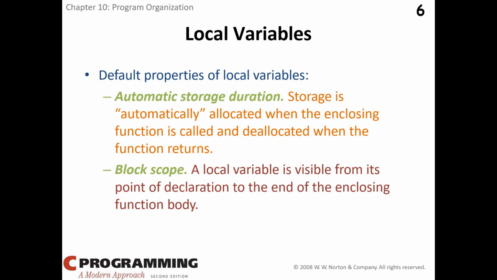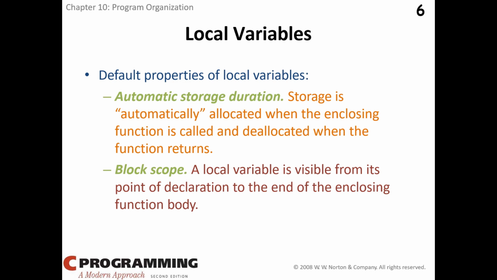When we talk about local variables, there are some default properties we need to understand. Firstly, local variables have what we call automatic storage duration. This means that the memory space for these variables is allocated automatically when the function containing them is called, and it's deallocated when the function finishes its execution and returns. In simple terms, they come into existence when the function starts and disappear when it ends.